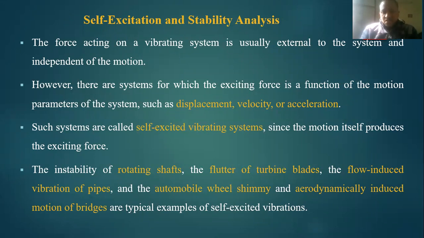The force acting on a vibrating system is usually external to the system and independent of the motion in most cases. But in some cases, there are systems for which the excitation force is a function of the motion itself, or the motion parameters themselves. The motion parameters include the displacement, the velocity and the acceleration of the system itself. Such systems are called self-excited vibrating systems, since the motion itself produces the excitation force.